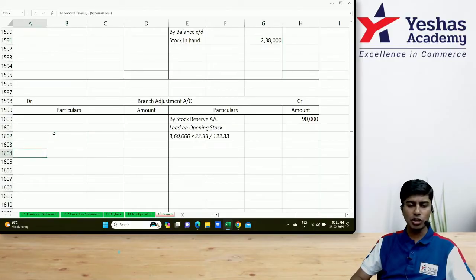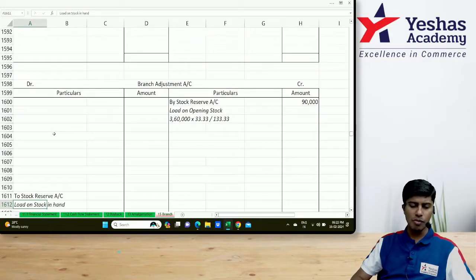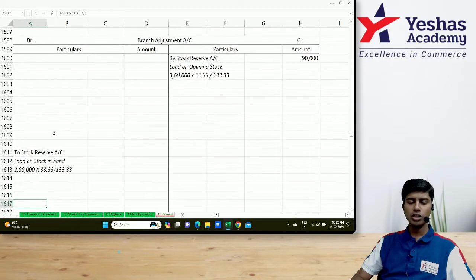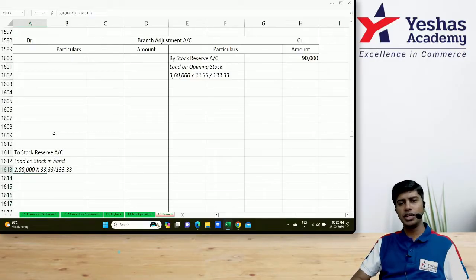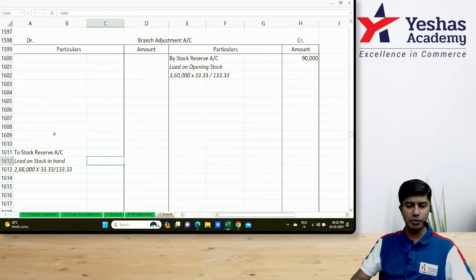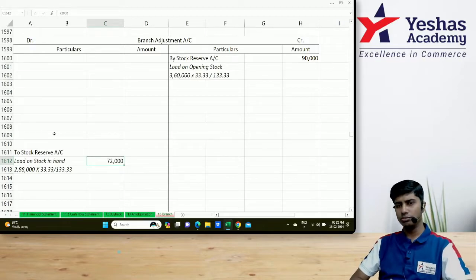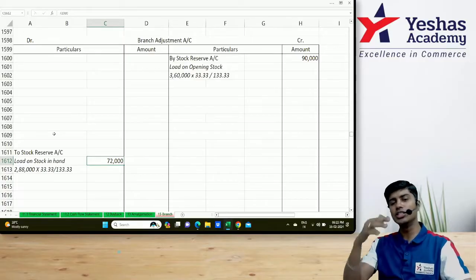So again, you would have to write stock reserve. Shall I write stock reserve? Very good. Let me write here, to stock reserve. How much is the closing stock? 2,88,000. Am I right? So it is 2,88,000 into 33.33 divided by 133.33. 72,000, or 71,990. 72,000. So instead do it this way.